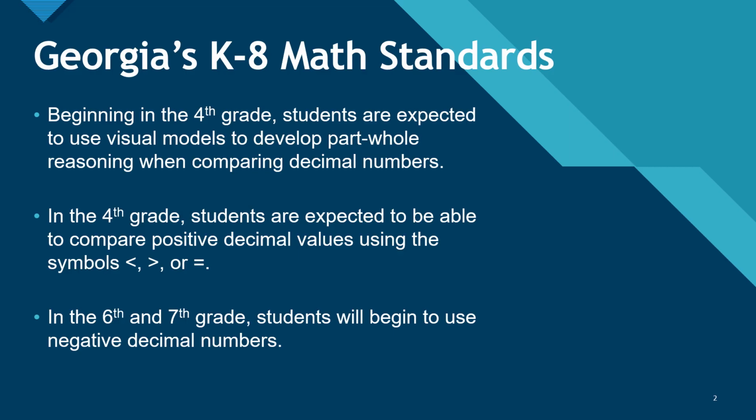And then in the 4th grade, students are also expected to be able to compare positive decimal values using the symbols less than, greater than, or equal to. And in the 6th and 7th grade, students will begin to use negative decimal numbers.